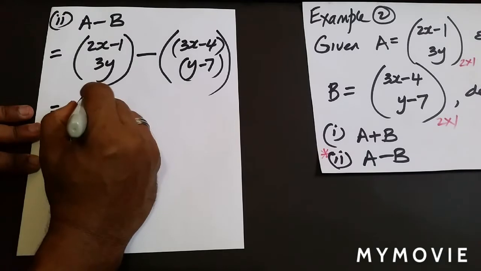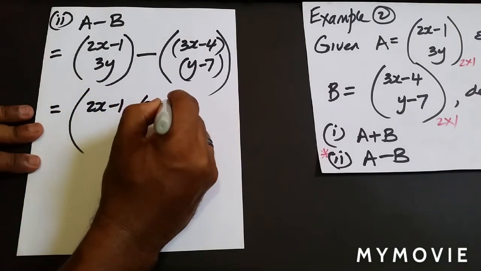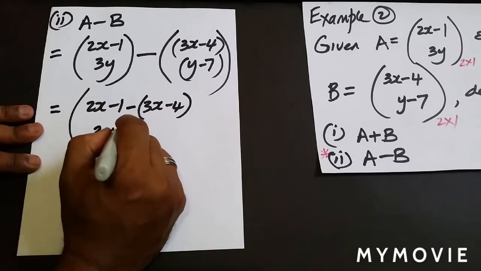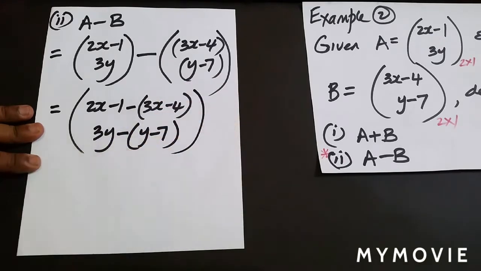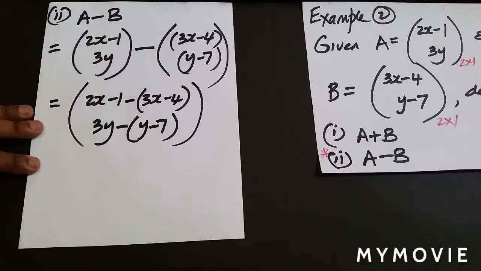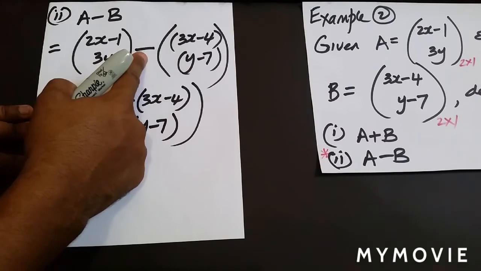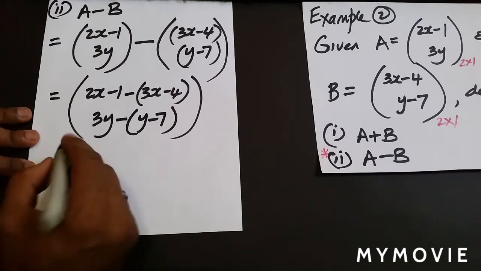So this is going to be equal to 2x minus 1 minus open bracket 3x minus 4, and this is 3y minus y minus 7. And that is what you should have for this step. Without the brackets, it's incorrect for sure. So make sure you have the brackets there. Seeing that it's subtraction, the brackets are absolutely important. When it was addition, it wasn't so much, but with subtraction, you have to have the brackets.